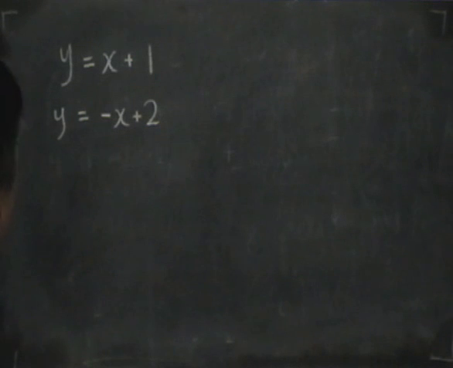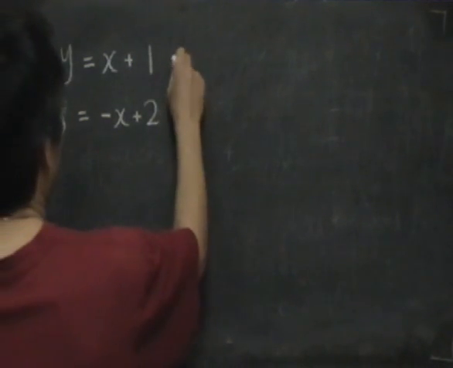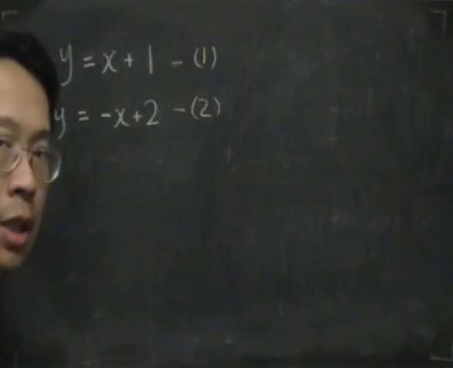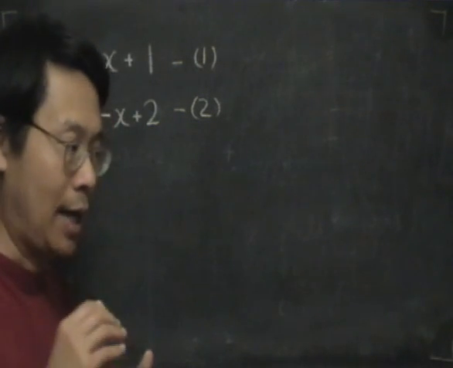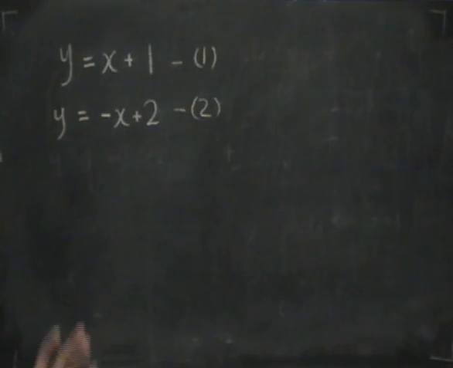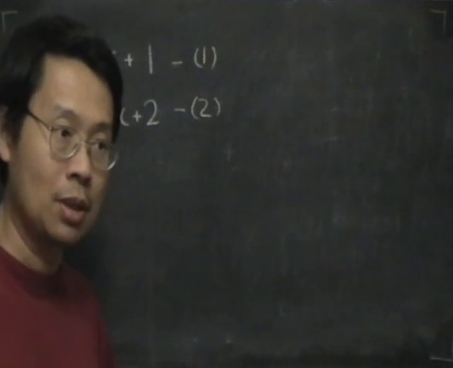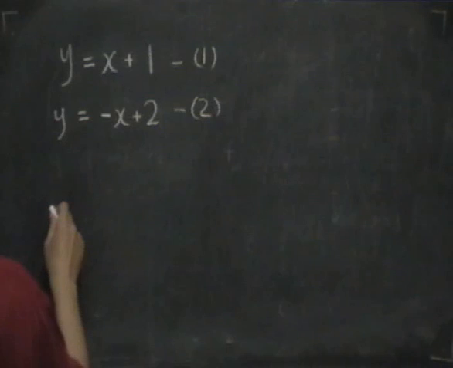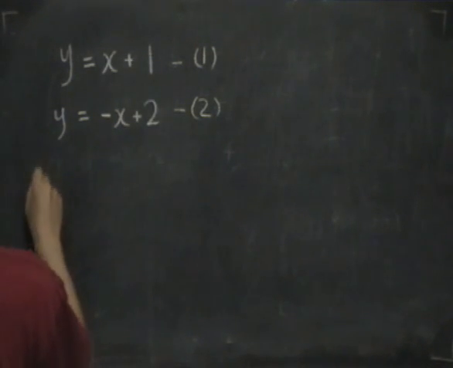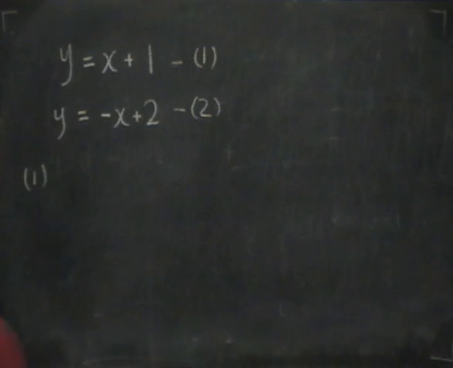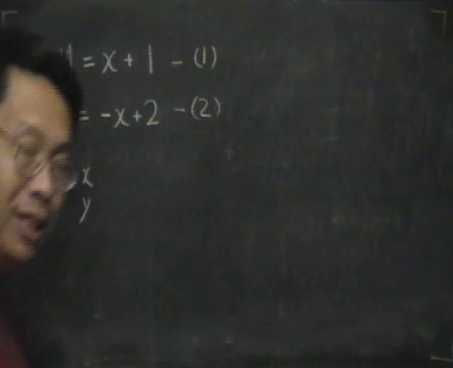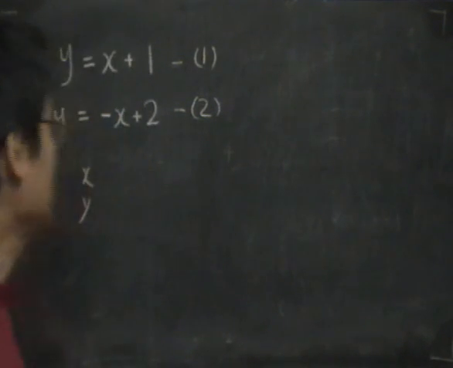Okay, let's start. Now I'm going to call this equation 1 and equation 2. And to plot a graph, I need to make a table of some numbers. So let's do that. Now for the first equation 1, let's make a table of x and y. We really only need 2 points for a straight line.